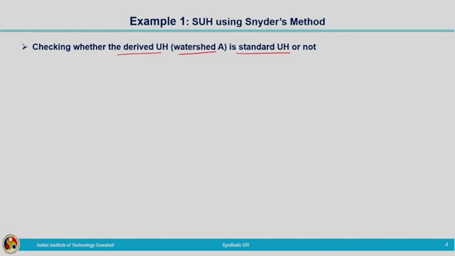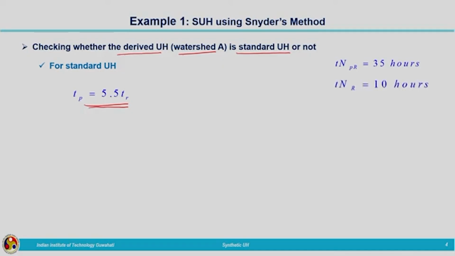How can we check that? We know the condition for that. For a standard unit hydrograph, the basin lag is given by 5.5 times the duration of the effective rainfall. So, the equation is Tp should be equal to 5.5 times Tr. Tr is the duration of the effective rainfall and Tp is the basin lag. For the derived unit hydrograph, TNPR is 35 hours and TNR is 10 hours. I am putting a notation N for the derived unit hydrograph, which is the known or given data.